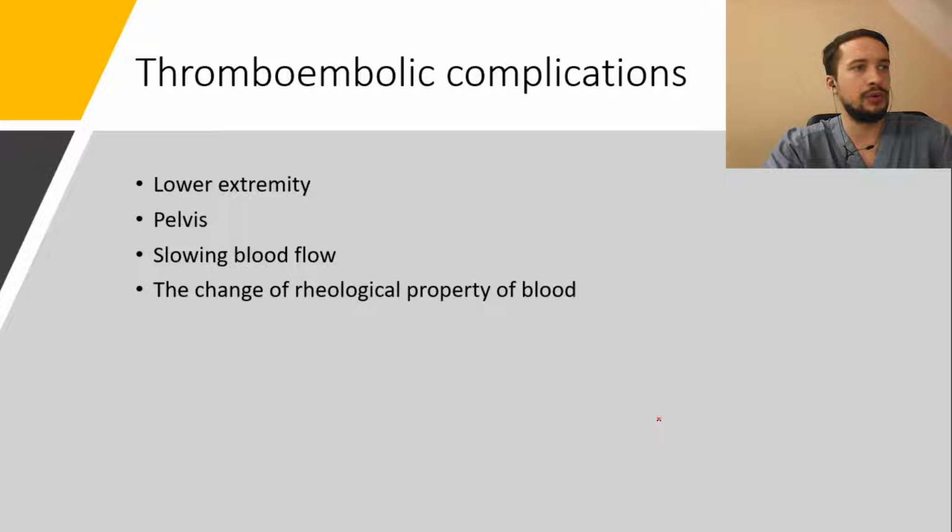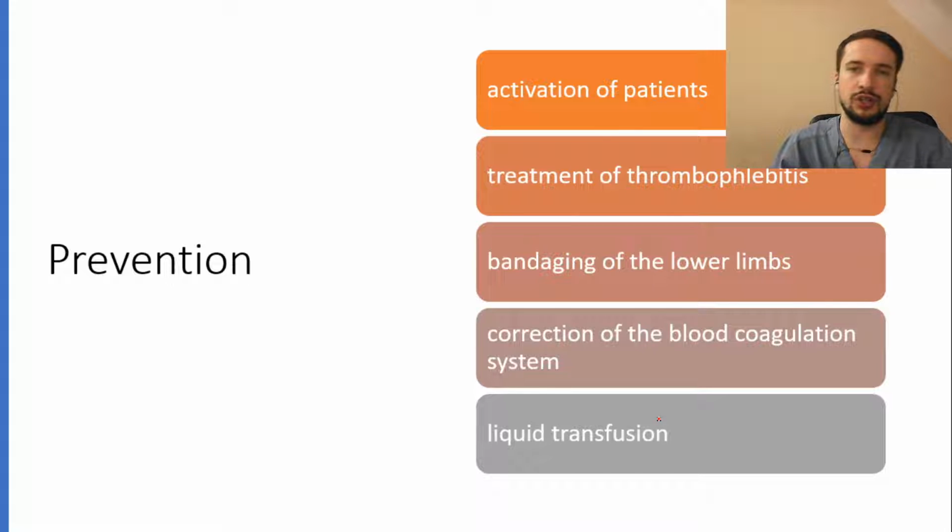How will we help people? First of all, it is early activization of patients. Then the treatment of thrombophlebitis. The next one is bandaging of the lower limbs, and correction of the blood coagulation system with drugs, anticoagulant drugs, and anti-aggregate drugs. And the last one, how we can help people, is fluid transfusion. Transfusions lead to hemodilution, which can prevent thromboembolic complications in patients.